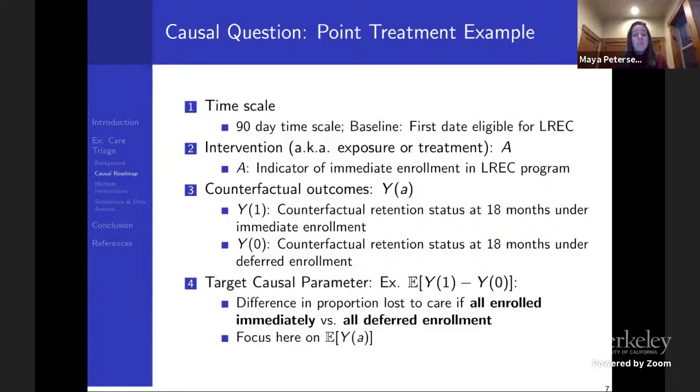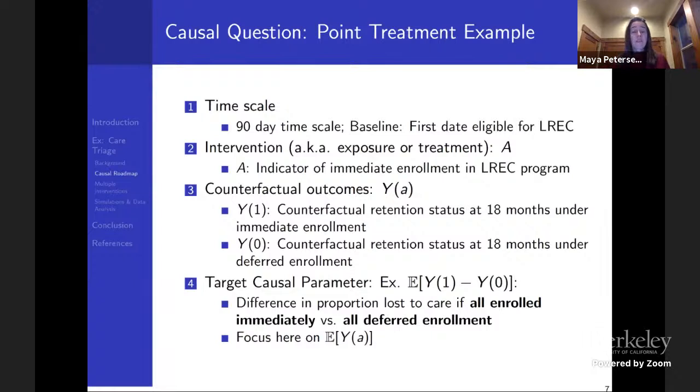Our intervention to start with is just going to be a single time point, single decision intervention. So we have this group of patients, they're eligible for the program, we start the clock, and then our intervention is just either they enroll immediately or they don't enroll immediately. So a single binary intervention at a single time point.